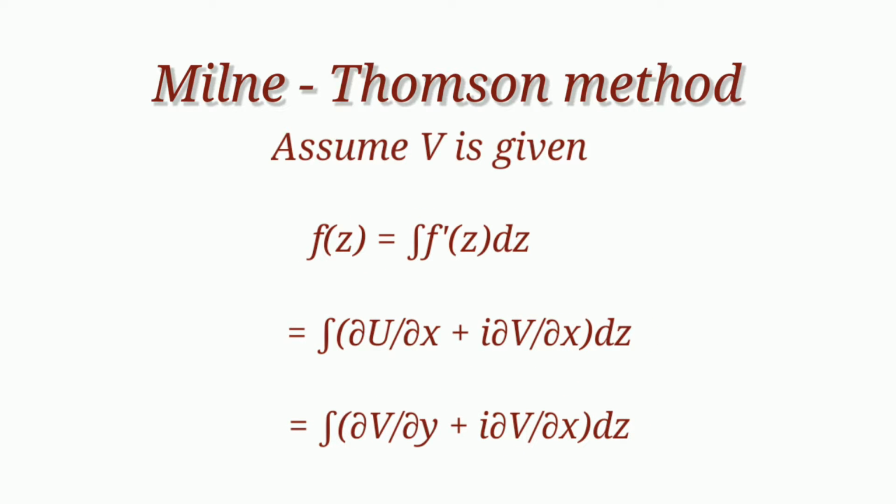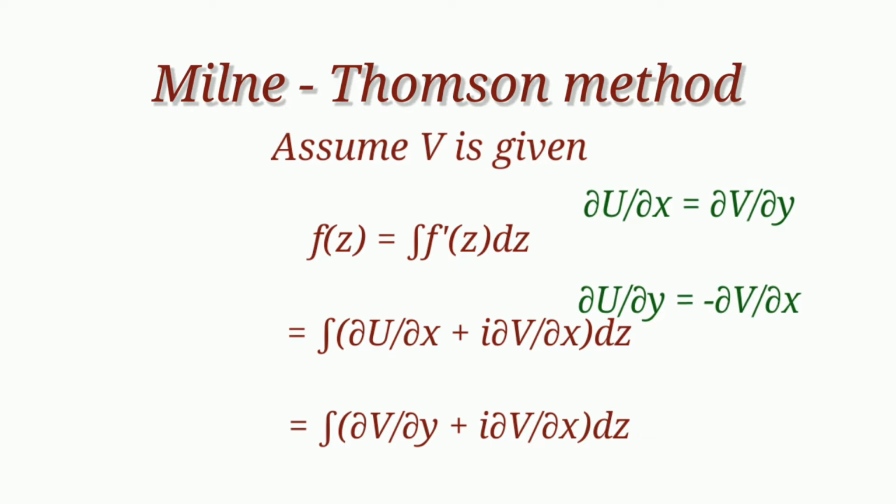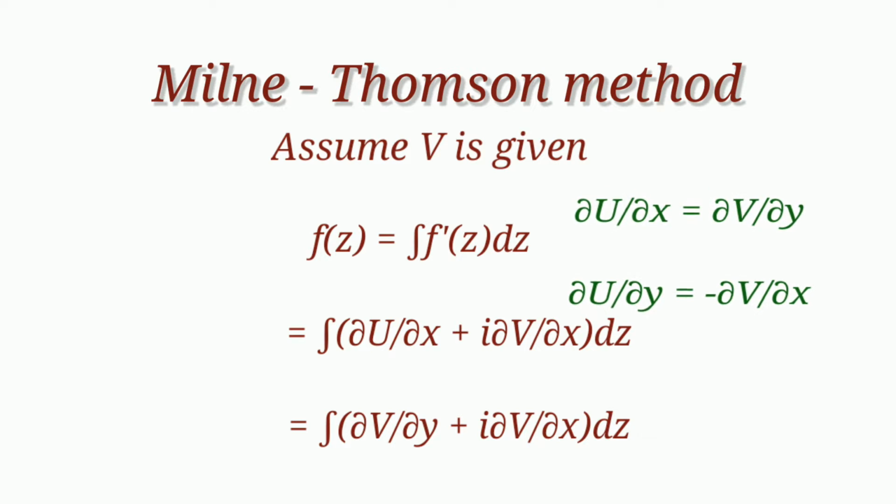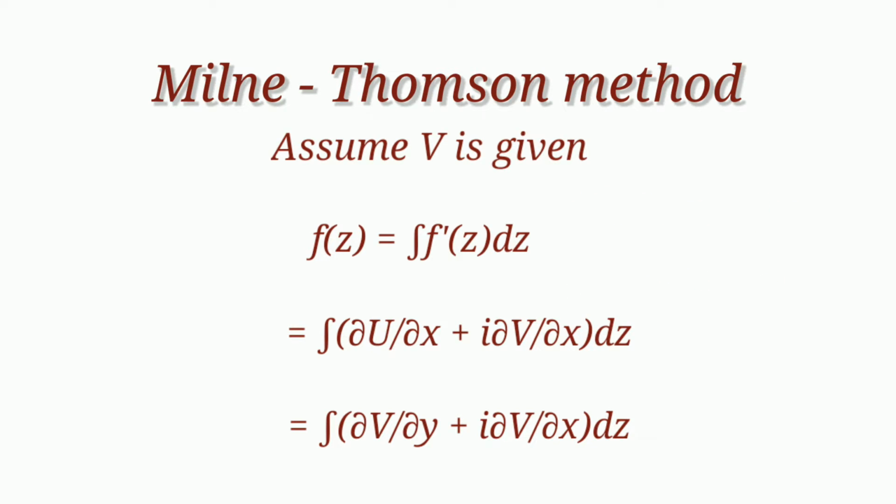One more situation is there. Suppose the imaginary part is known. We have to write the corresponding analytic function without finding its conjugate. We know f of z is integral f dash z dz, and you replace f dash z by dou u by dou x plus i dou v by dou x. Here our situation is imaginary part is known. So you replace dou u by dou x in terms of partial derivative of v with respect to x or y. By Cauchy-Riemann equations, we can replace dou u by dou x by dou v by dou y. So we have integral dou v by dou y plus i dou v by dou x into dz.